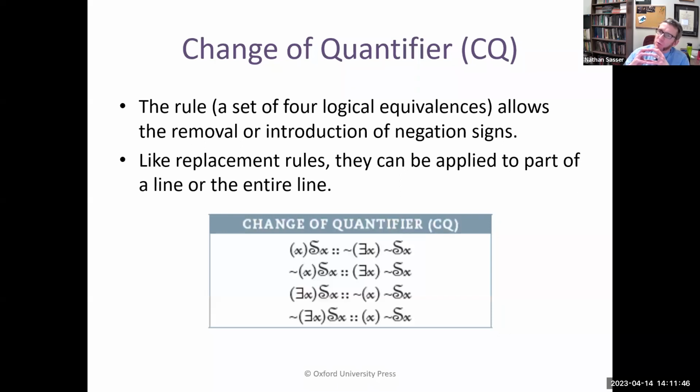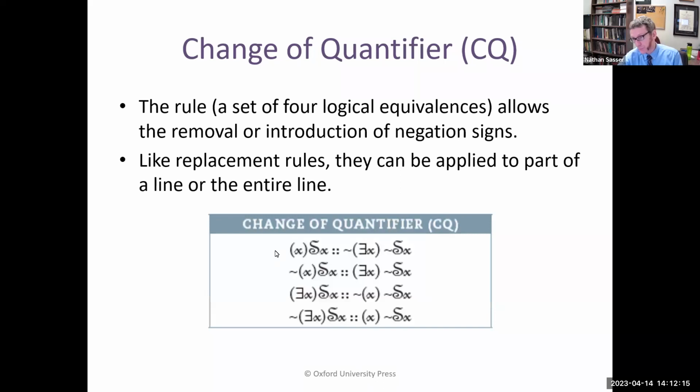Now, you should think of these like replacement rules because you can apply them to just a part of a line as well as to an entire line. And I also like this rule because even though it seems like, wait, there's four different equivalences and this is so confusing, it's quantifiers. Actually, if you just think about them and say them out loud, they're so intuitive and obvious that you really don't even have to memorize it. Just use your common sense, as it were. I mean, memorize them if you have to. But think about what this is saying.